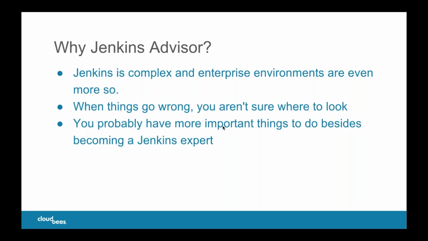So there can be all sorts of different issues that pop up there. But when things go wrong, oftentimes it's hard to know where to look for the problem. Do I look at the operating system, the logs, the Jenkins configuration, or whatnot? Knowing where to look in the first place, much less knowing how to fix it, can often be a confusing experience. And like most people, you probably have other things to be doing besides becoming a Jenkins expert.